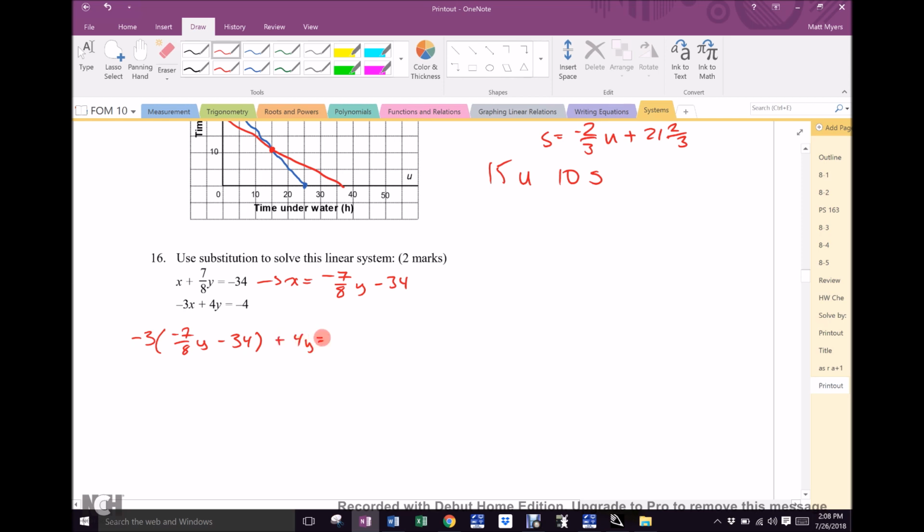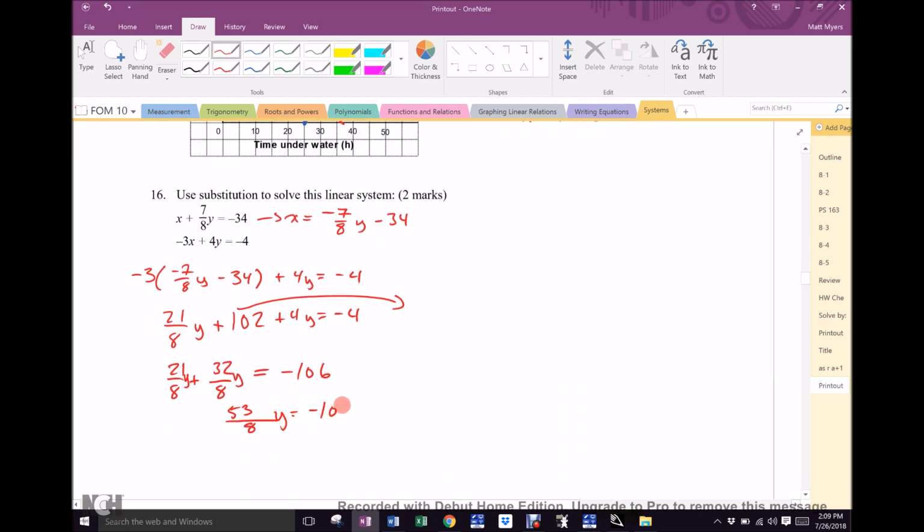So now I come down to here, and I get -3 times -7/8 y minus 34 plus 4y equals -4. That is 21 over 8 y plus 102 plus 4y equals negative 4. 21 over 8 plus, now 4y is 32 over 8 y, and y equals, bring that 102 over, equals negative 106. That is 53 over 8.